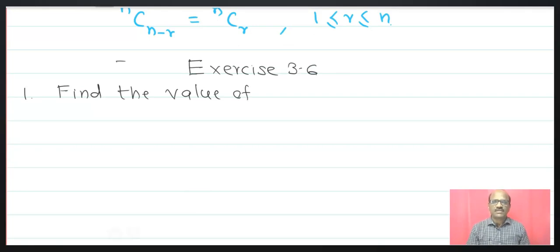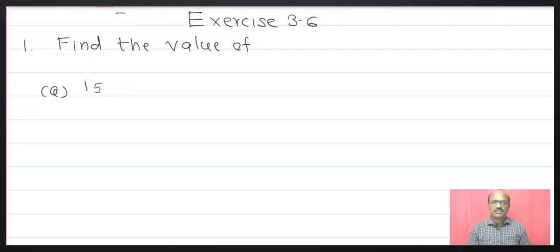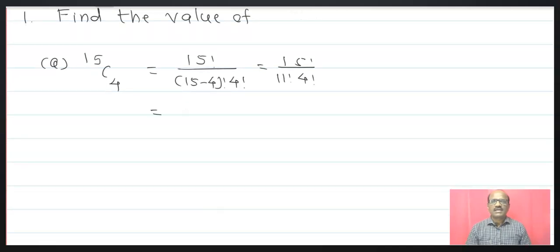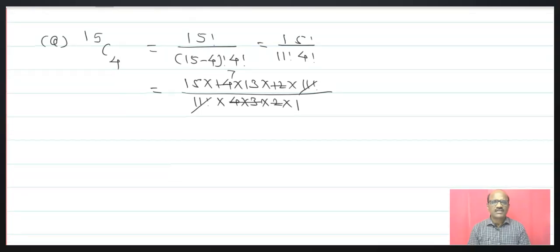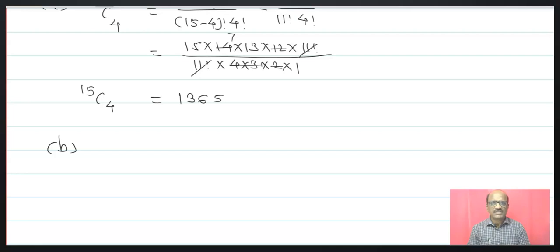Find the value of, first is 15C4, that is 15 factorial upon 15 minus 4 factorial into 4 factorial, and that is equals to 15 into 14 into 13 into 12 into 11 factorial upon 11 factorial into 4 into 3 into 2 into 1. 11 factorial gets cancelled. 4 into 3 is 12, that also gets cancelled. Therefore, you will get 1365.